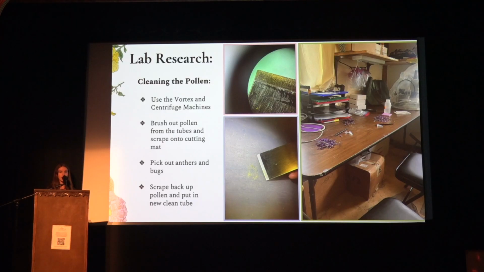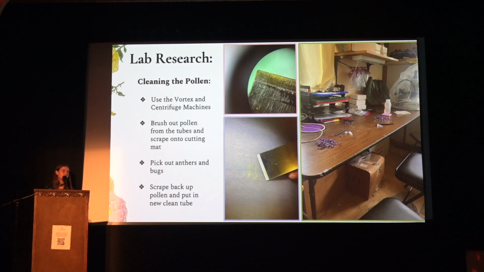Once we collected the pollen out in the field, we would then have to bring it back to the lab to clean it. First we would use the vortex and centrifuge machines. The vortex machine spins the heavy stuff, so anthers and bugs that we sometimes get in the tubes out in the field, to the bottom and leaves the pollen up on the rims of the tube, so then we can dump out the heavier stuff without losing any of the pollen. And then the centrifuge machine spins all that pollen caught on the side of the tubes down into the bottom of the tube in a nice, neat little pile.